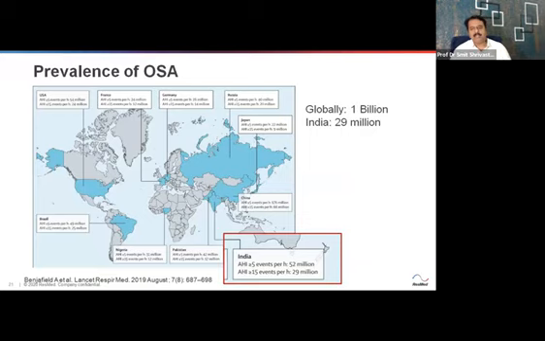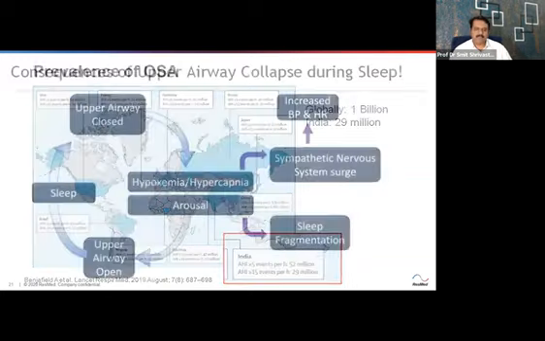So India has around 50 million people who have AHI or apnea hypopnea index more than 5. That means the event is occurring per hour, more than 5 events, and this is called mild, and more than 15 is called moderate. So moderate apnea is seen in almost 30 million people in India.